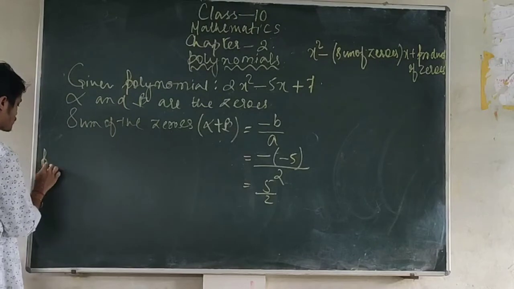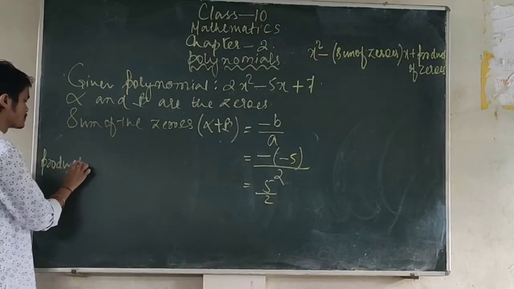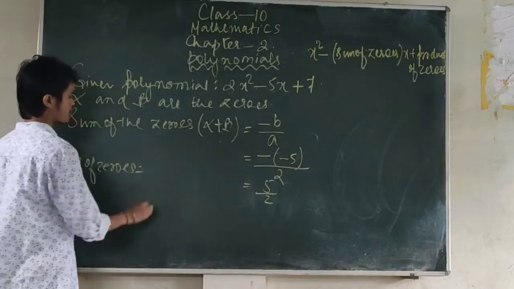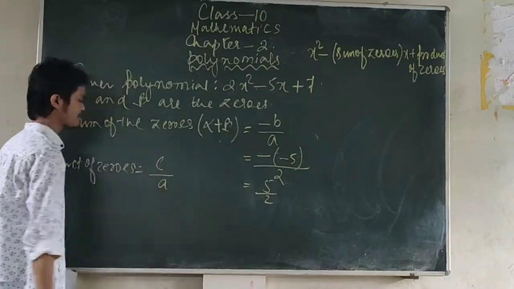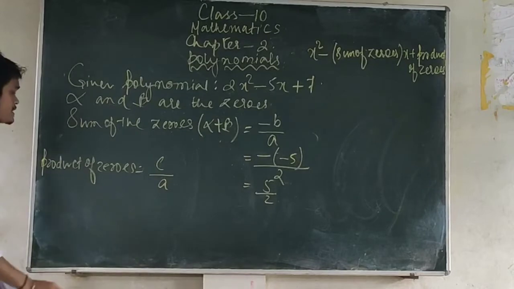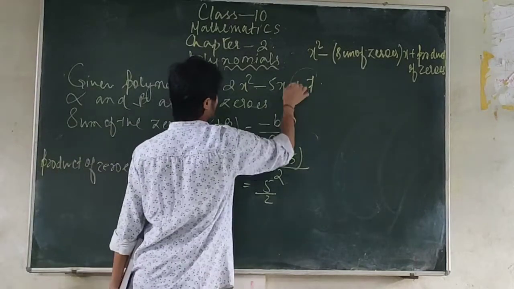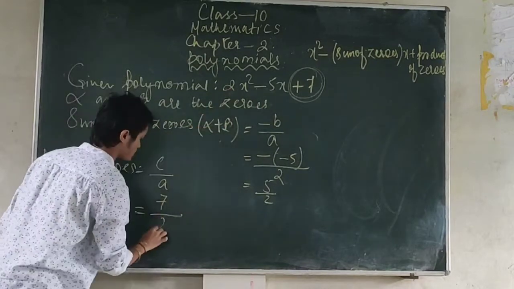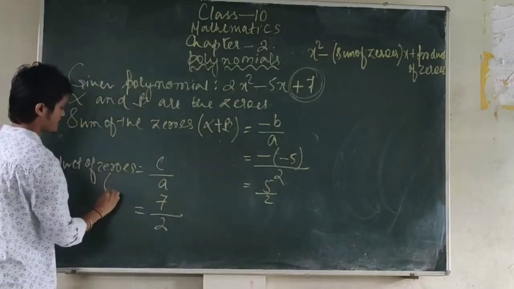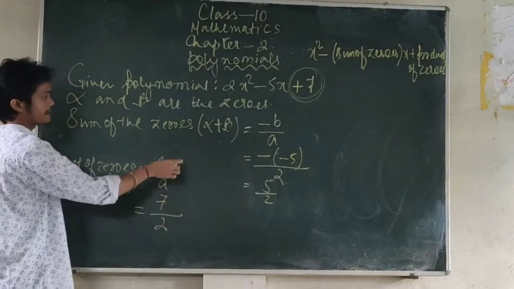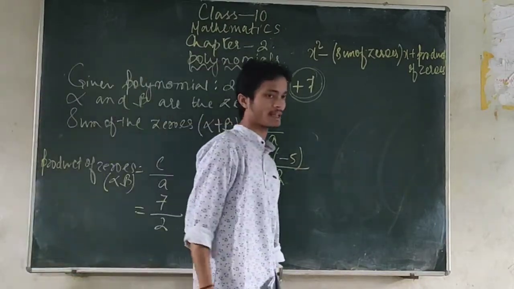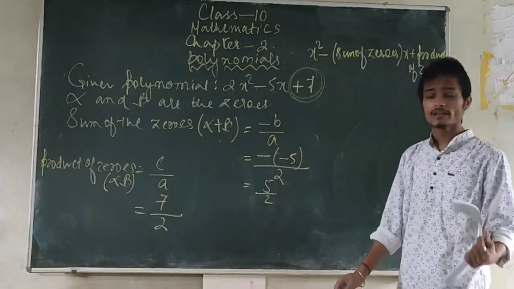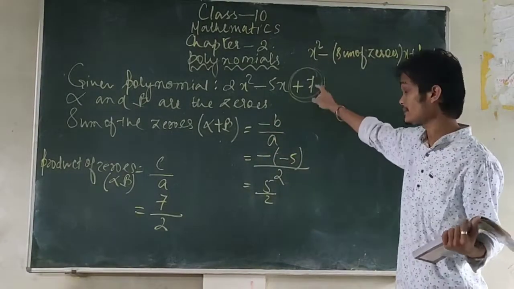Now, product of zeros of this polynomial. Let us see what the formula is. C by a is the formula for the product of zeros. Here c is plus 7 and a is 2, so 7 by 2. So we got the product of zeros, that is alpha into beta, and the sum of the zeros, that is alpha plus beta, from this given polynomial.